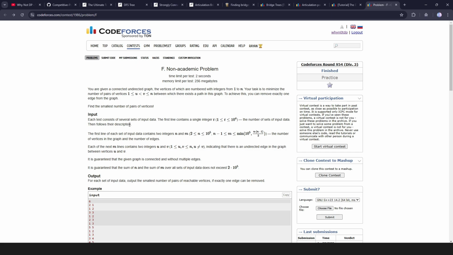So the input for this problem first requires the number of test cases, and then the next line contains two integers n and m representing the number of vertices in this graph and the total number of edges in this graph, and the next m lines contain two integers u and v, indicating that there is an undirected edge in the graph. So this graph is an undirected one, so there will be an edge between both u and v, right? And it is guaranteed that the given graph is connected and without multiple edges. So the given graph is not disconnected, it is just a single component, right? And it is guaranteed that the sum of n and the sum of m over all sets of inputs will not exceed 2 times 10 to the power 5.